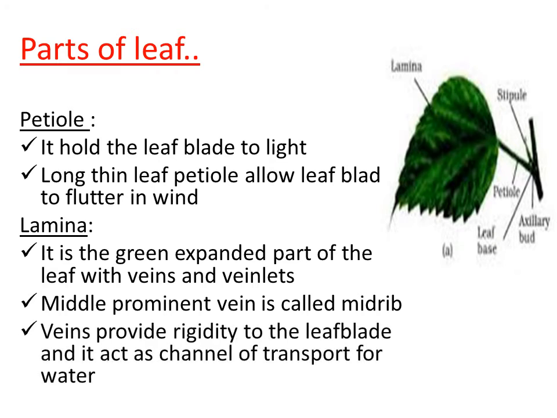So veins provide rigidity to the leaf blade. Because of the presence of the veins, the leaf is rigid and it acts as a channel of transport for water and mineral. So as I told you, veins and veinlets are the main structures in the lamina. They help to transport water and mineral to each and every corner of the leaf, right? Yes, this is about the parts of the leaf.